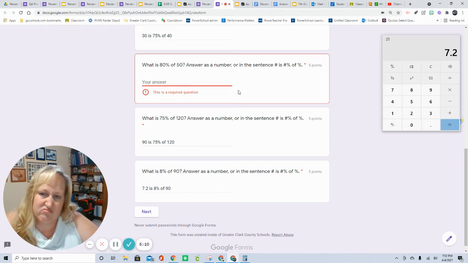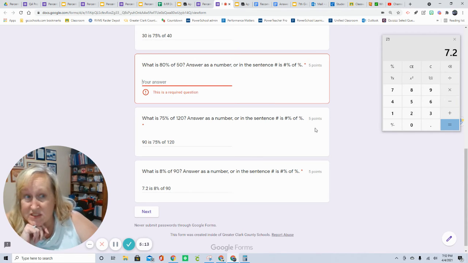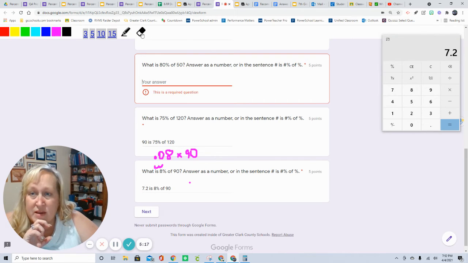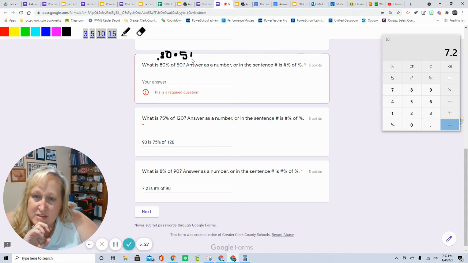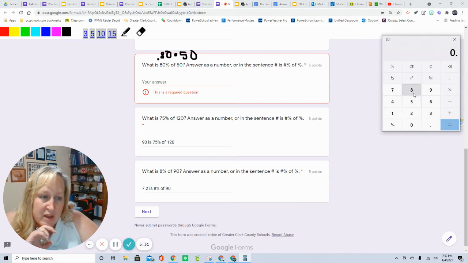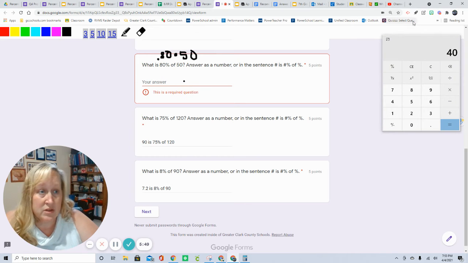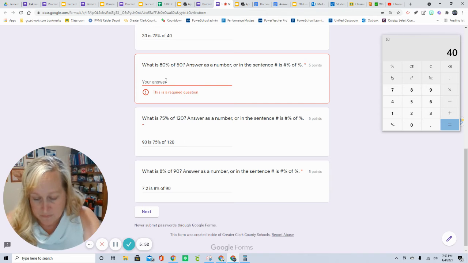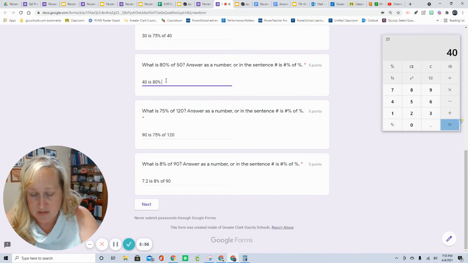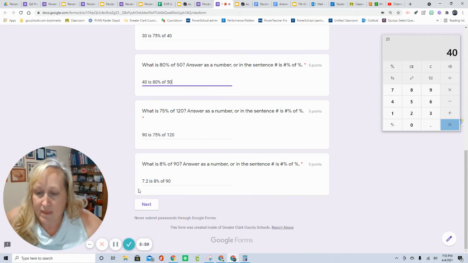Oh, I missed one. Okay, so sorry, this is why I do it this way. I'm going to go ahead and do the same thing. I've chosen my method. The method that I like is to change this to a decimal. So 80% is the same as 0.80, of means multiply, and then times it by 50. So I'm going to do 0.80 times 50 equals 40. No, something's wrong there. So I'm going to try it again. 0.80 times 50 equals 40. Okay. All right. I'm going to have to trust my calculator. So 40 is 80% of 50. All right, hit next.